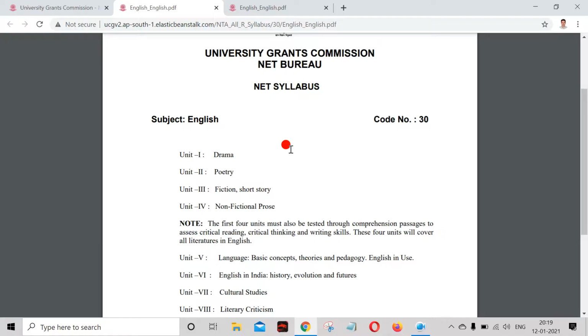Just keep in your mind and you need to have confidence. Yes, anybody can crack this exam, the National Eligibility Test, with understanding and critical thinking. So these four units first. Now let's move to the next units.